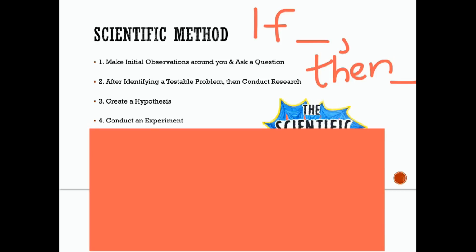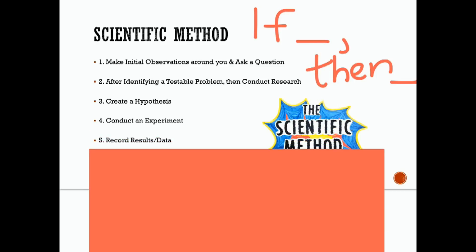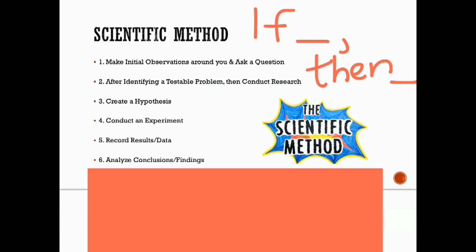And then number 4, conduct the experiment. All right, and then number 5, record the results and data. And often this is put in tables and graphs. And number 6, analyze your conclusions. What were your findings? All right, the scientific method, know it, love it, learn it.